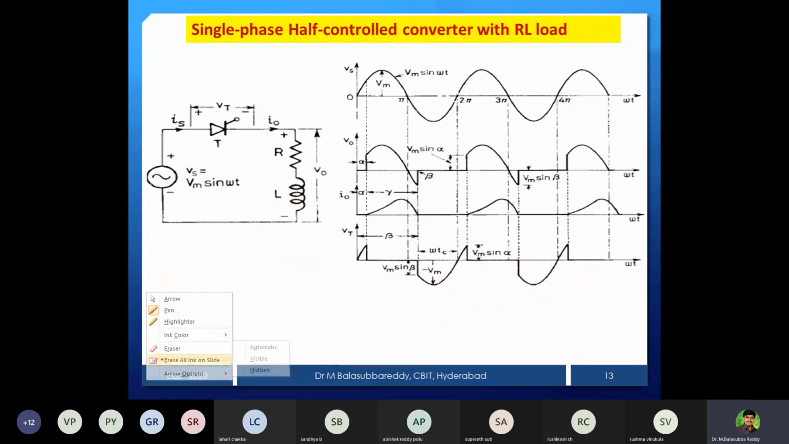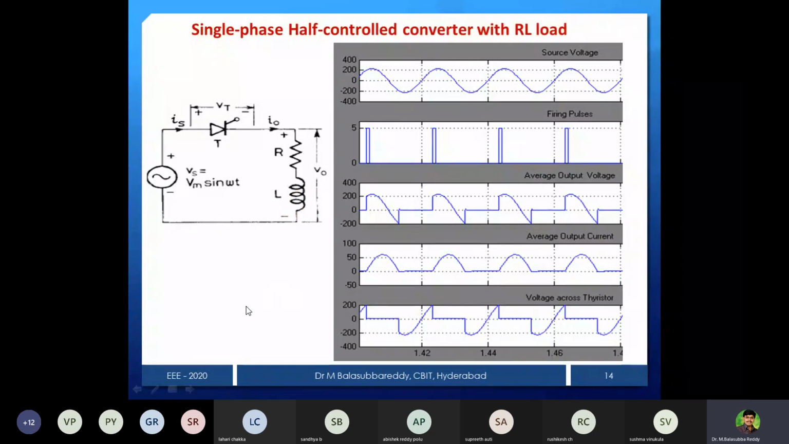In that, I will show the derivation part also. Now if you do the simulation, you will get the same waveform as the theory waveform, you will get the same thing.